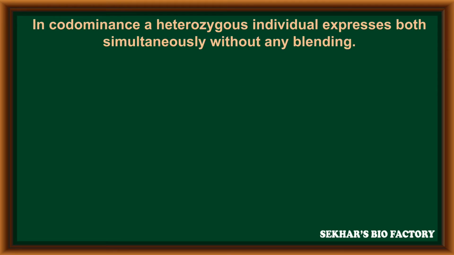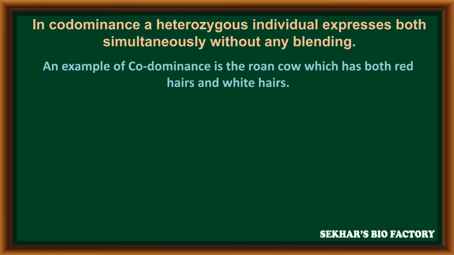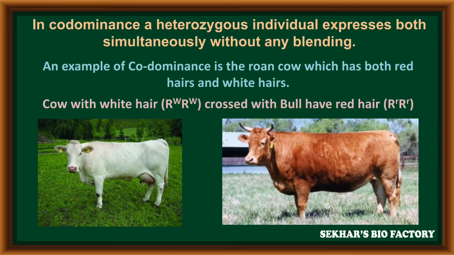In codominance, a heterozygous individual expresses both simultaneously without any blending. An example of codominance is the roan cow, which has both red hair and white hair on its body surface. A cow having white hair on its body because of capital RW allele is crossed with a bull having red color hair on its body surface because of capital R, small r alleles.